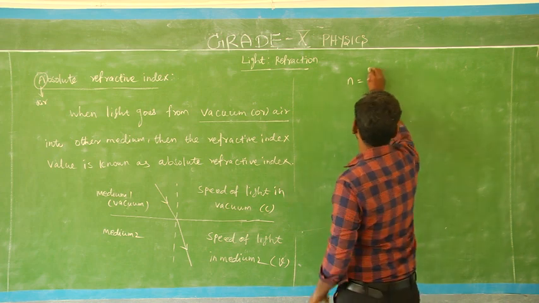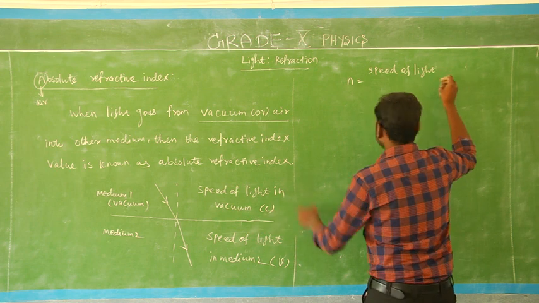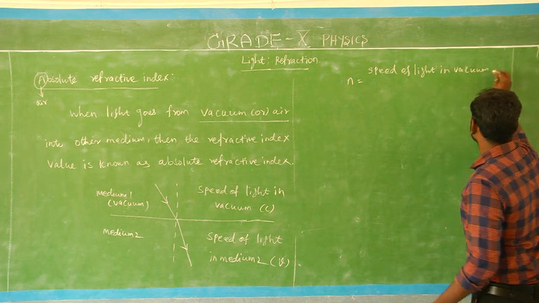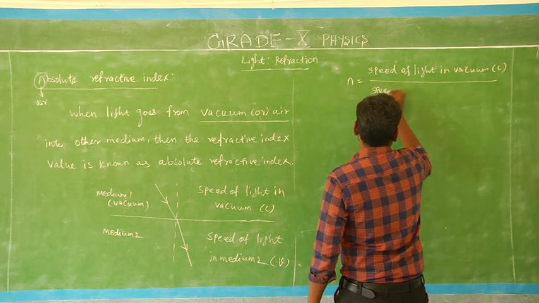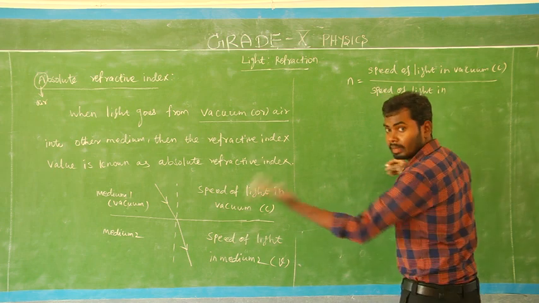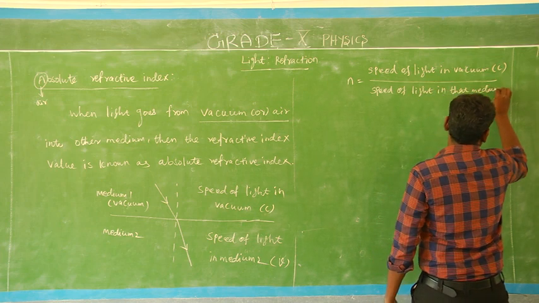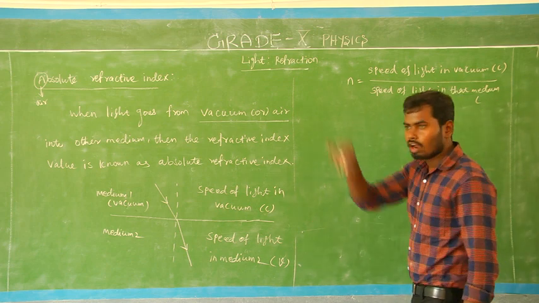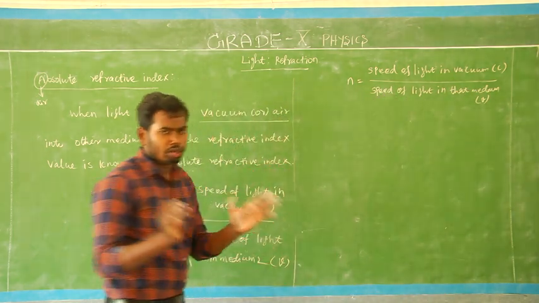So this is equal to the speed of light in vacuum, symbol C, divided by the speed of light in that medium, whatever it is, so you don't get confusion. Okay, the speed of light in that medium, so the symbol is small v. Now we can get the absolute refractive index formula.